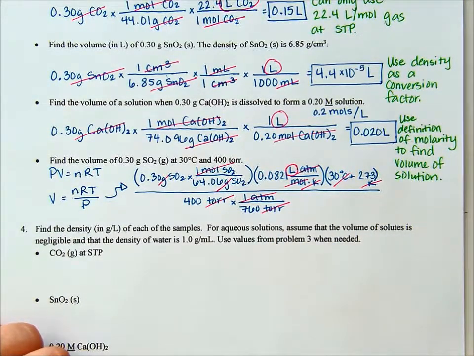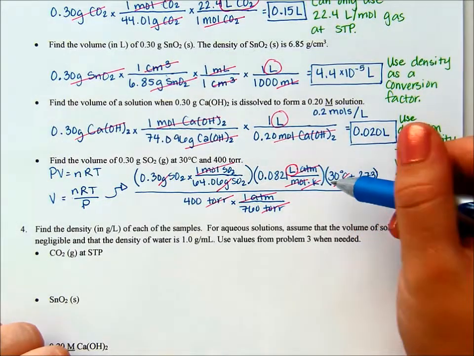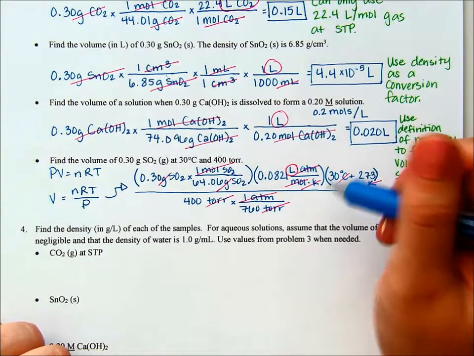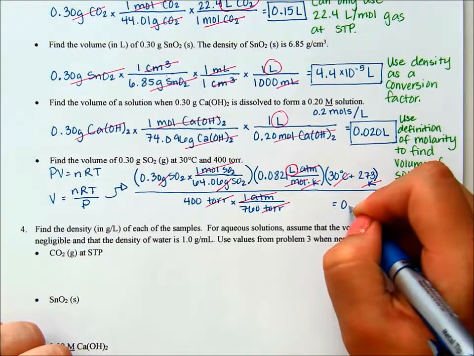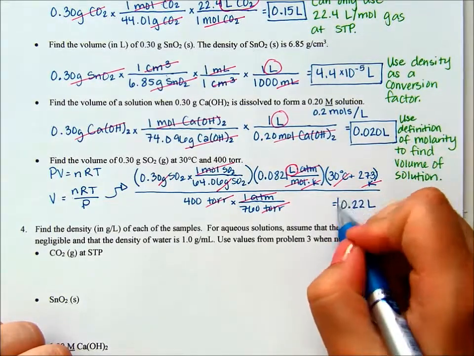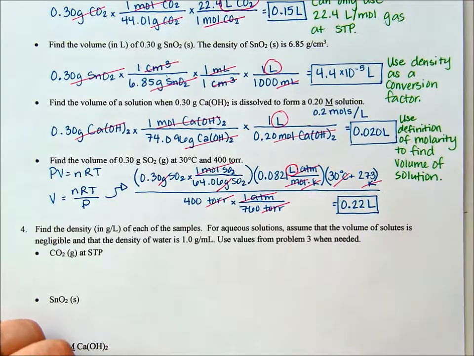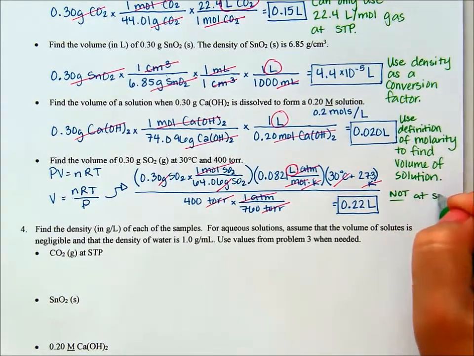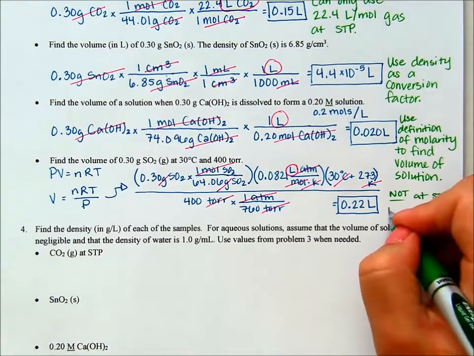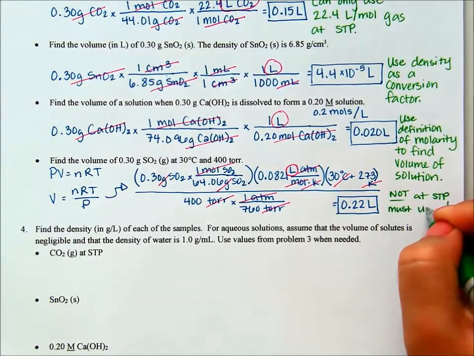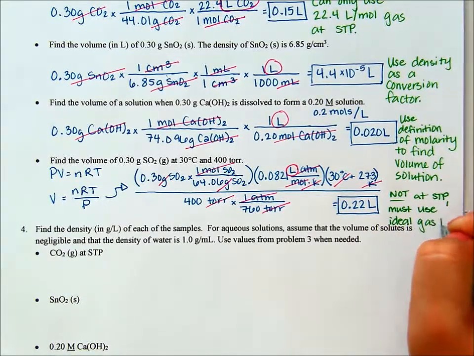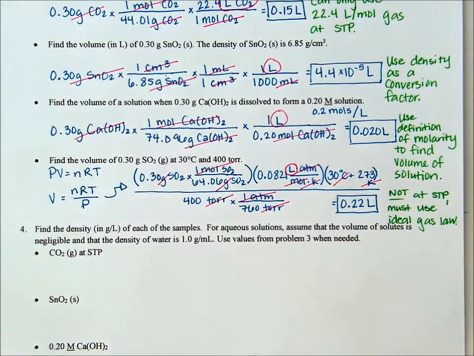So when you plug all of this into your calculator, and I want you to make sure that you actually plug this one in, don't just copy mine down, because I want to make sure you can plug this in correctly and get the correct answer. It's going to be equal to 0.22 liters with the correct number of sig figs. So please take the time and plug that into your calculator. So since this was not at STP, must use the ideal gas law. Okay, so that's probably the most complicated of those.